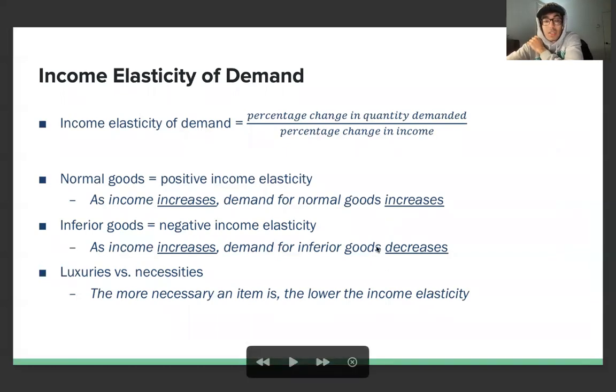And then lastly, it's different for luxuries versus necessities. If an item is a necessity, your income elasticity would be lower because it doesn't really matter what your purchasing power is if you have to buy the good. So you have a lower income elasticity for necessities versus luxury items. A higher income would push you more to buy luxury items.